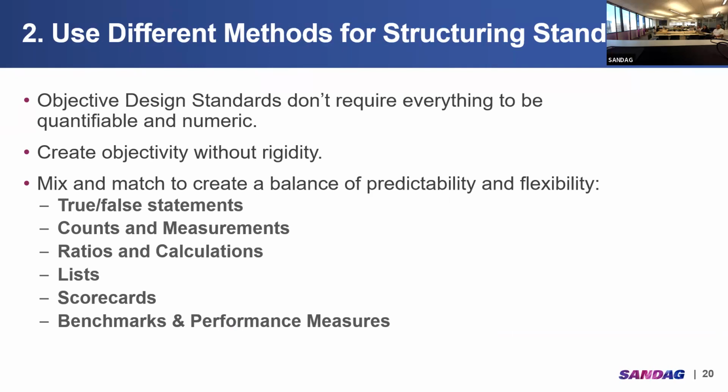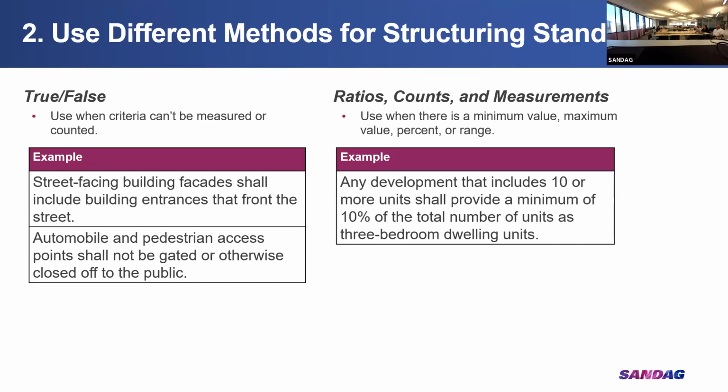So there are a number of different methods for structuring standards, and depending on the complexity of standards, adding these different methods can really help with interpretation, but also just make it more specific and really tailor to the situation. So you're not required to make everything quantifiable and numeric, and using this kind of variety can help avoid rigidity throughout the document. So mixing and matching techniques that could help with and give flexibility include things like true and false statements, counts and measurements, ratios, calculations, lists, scorecards, and even techniques like using benchmarks or performance measures such as LEED or CalGreen, or looking at exceeding certain performance measures within your zoning code. Next slide. So I'll go through some examples of these methods.